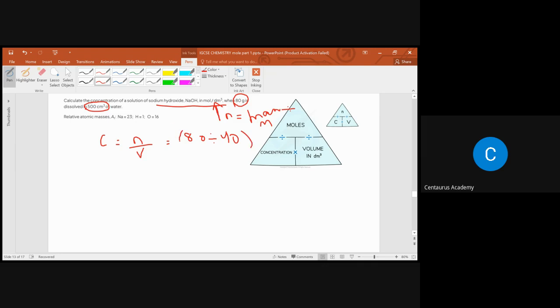This will be the number of moles, mass upon molar mass, divided by volume. What is the volume? In decimeter cube. You have to convert 500 centimeter cube into decimeter cube. What will we do? 500 will be divided by 1000 to convert it into decimeter cube. Okay. What is the final answer? 4. Okay, 4 is the final answer.